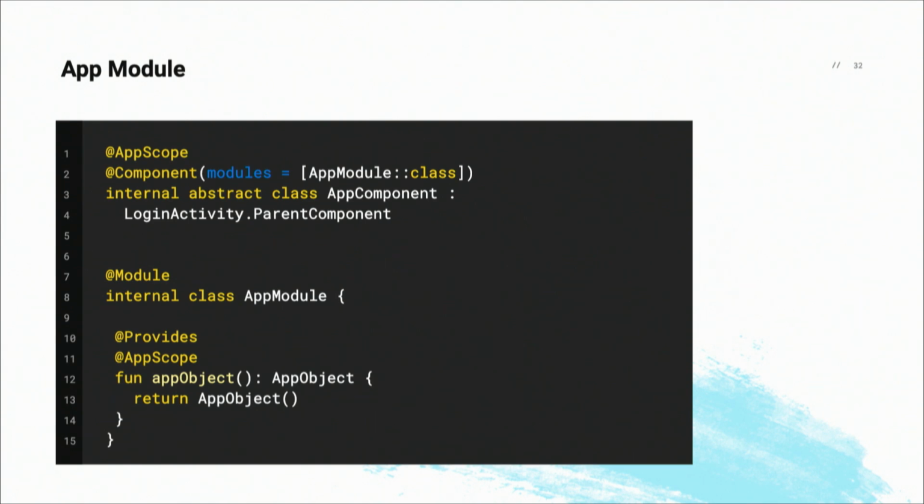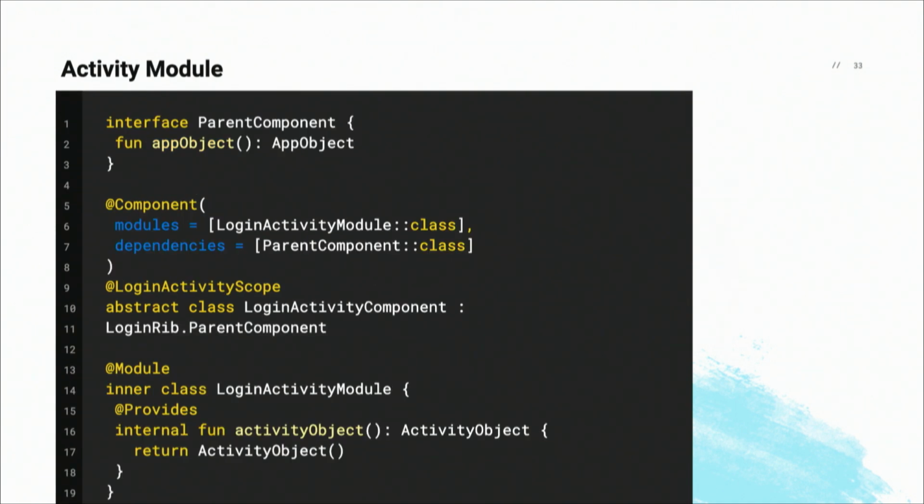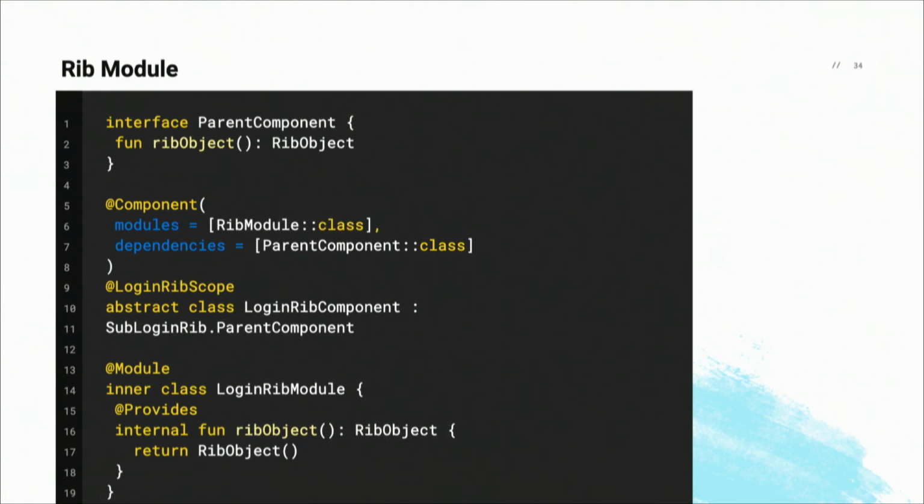So what this says is, for our activity, if we need this application scoped object, go and grab it from my parent, which is the application scoped object. And then we provide our activity level object down there in the module. And so then when we go another level lower to a rib, it's the exact same pattern. So we've got an interface that says, that should not say rib object, it should say activity object, and it provides its own rib object. So you're always grabbing from the layer above to get something that should already be created.